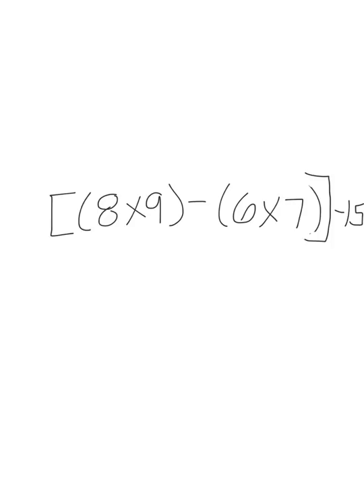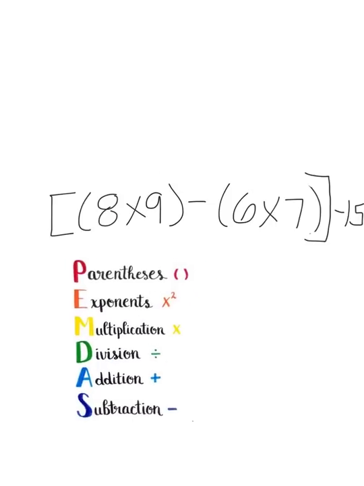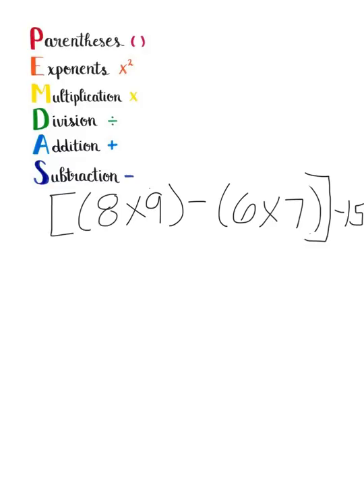So the first thing we need to do, and I'm going to go ahead and insert a picture here of our Please Excuse My Dear Aunt Sally and put that right up at the top here. So my first thing is I need to take care of what is inside of the brackets. So I have this 8 times 9 here and this 6 times 7 here. Those are my first priority. So 8 times 9 is 72. And over here we have 6 times 7, which is 42. If I subtract 72 minus 42, I get 30.